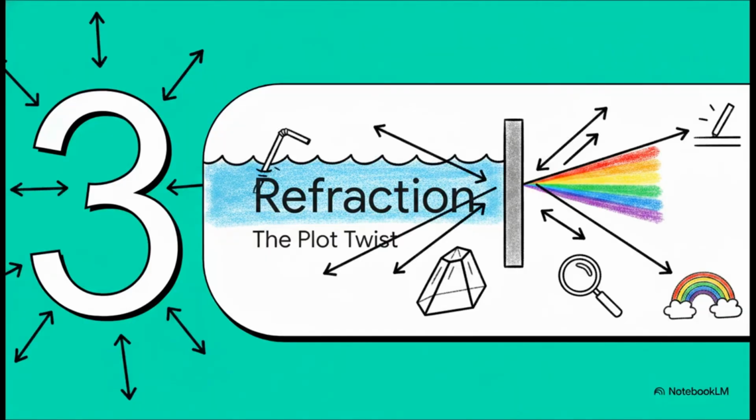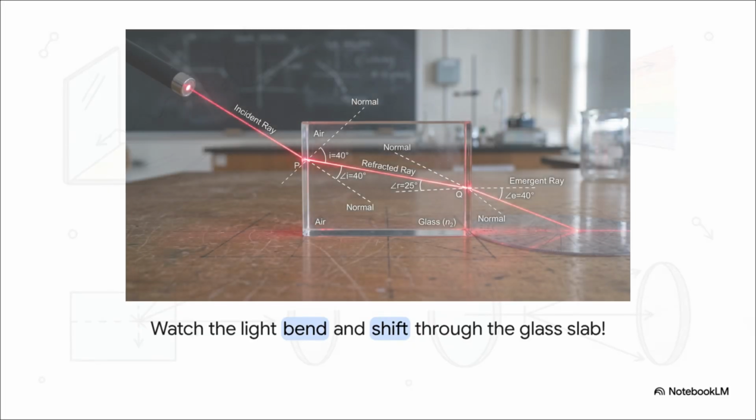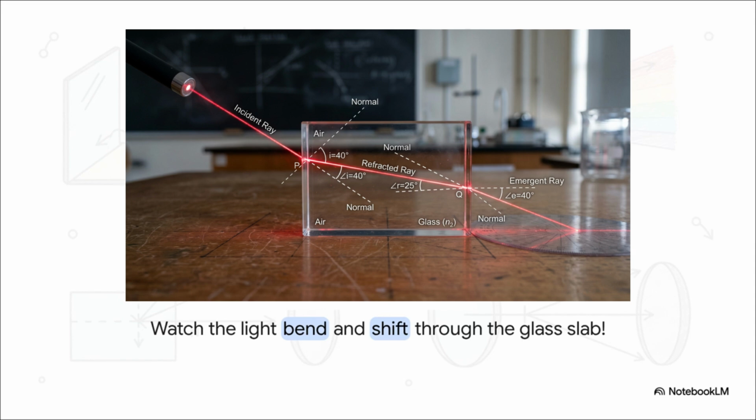Okay, here comes section 3, refraction, otherwise known as the plot twist. Seriously? Just when you think you've totally mastered how light bounces, physics throws a massive sci-fi plot twist our way. Whenever light travels obliquely from air into a solid transparent medium, like a glass slab, it actually changes its speed and bends. We call this refraction. Just follow the path here. The incident ray enters the glass and it bends towards the normal because it physically slows down.